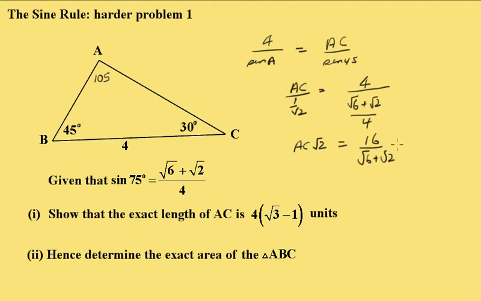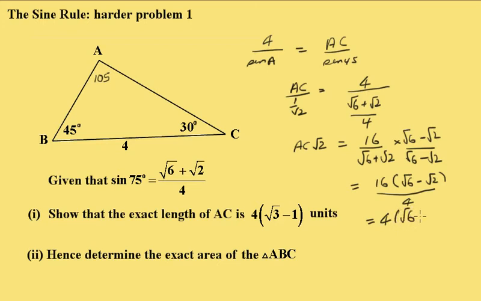Now we'll need to rationalize that, so we'll multiply by the square root of 6 minus the square root of 2 over the square root of 6 minus the square root of 2. And of course that becomes 16 outside of root 6 minus root 2 over, now root 6 by root 6 is 6, and root 2 by root 2 is 2. 6 minus 2 is 4. So that becomes 4 outside of the square root of 6 minus the square root of 2.